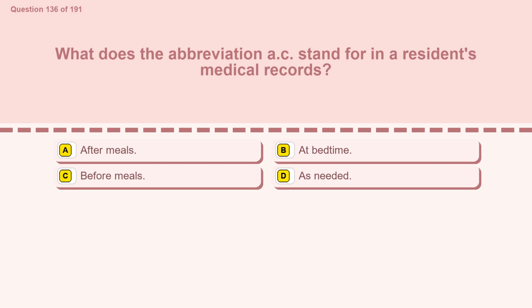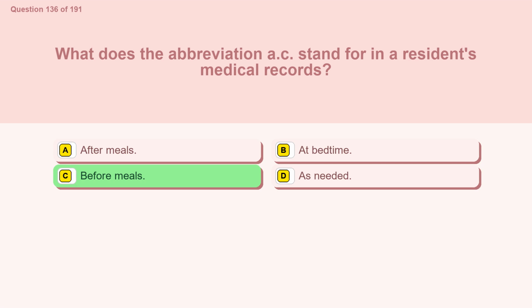Question 136. What does the abbreviation AC stand for in a resident's medical records? Option A. After meals. Option B. At bedtime. Option C. Before meals. Option D. As needed.